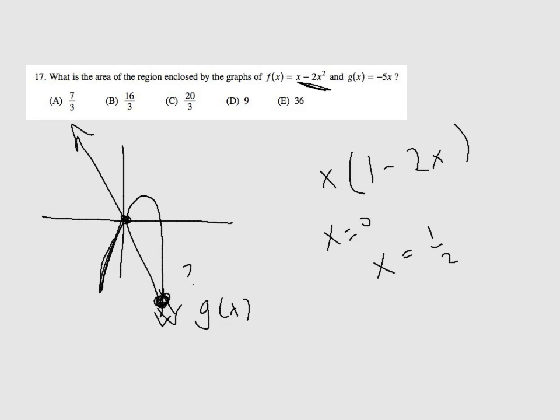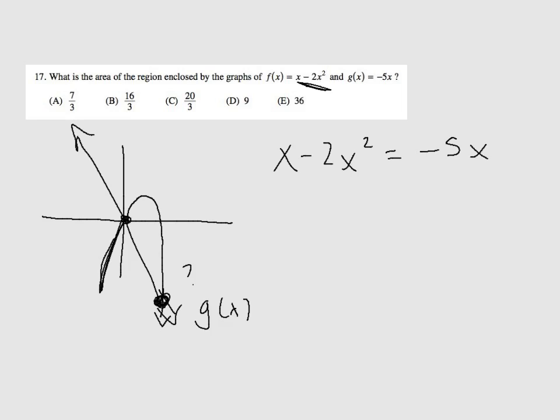We need to figure out when these two functions equal each other. We know that one of the values is going to be 0. We need to figure out this without a calculator, so we need to set these two functions equal to each other. I'm going to do a little bit of erasing. I'm going to pause and set that up. Okay, back from the pause.